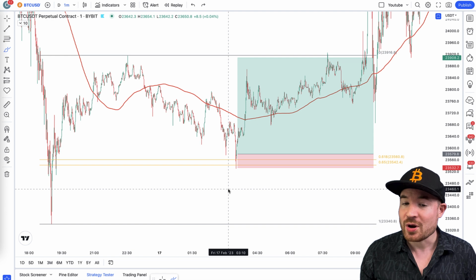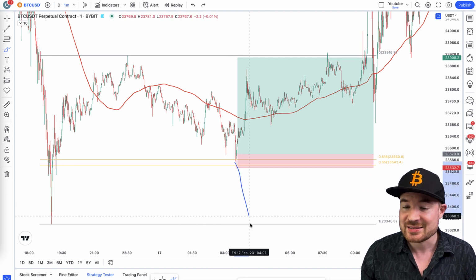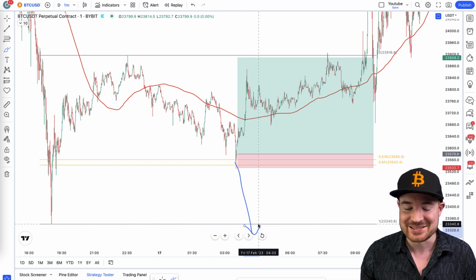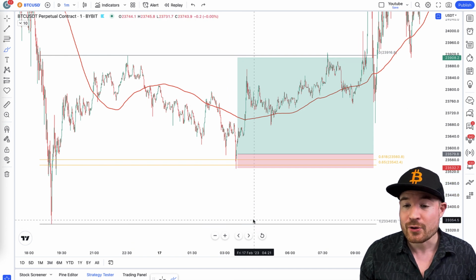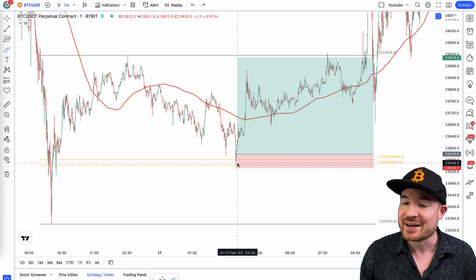Now, what we need to watch out for is that, of course, there is the potential that it does continue lower, and sometimes it does this. So we have to wait for confirmation first. We want a drop into that, and we can't just blindly long it.